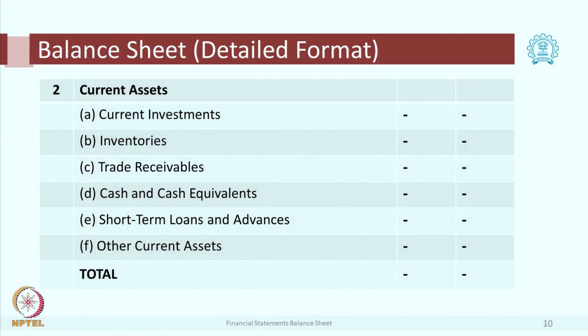2F, other current assets. So A to E, if there is a particular item which is of short term in nature but does not fit in A to E, it will be shown under F as other current assets. Okay, I hope you have got what is an asset. So it is a total of 1 plus 2, simple hai. More than 1 year hai to non current hai, less than 1 year hai to current hai. So we get here the total of assets.